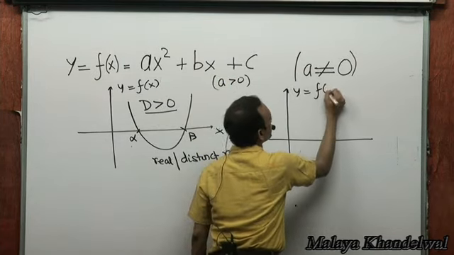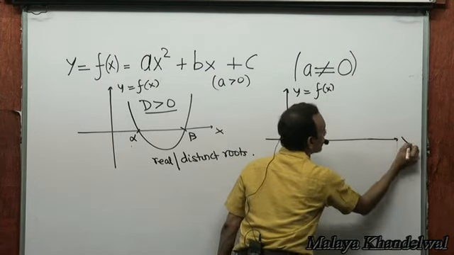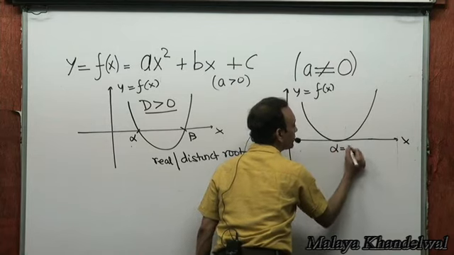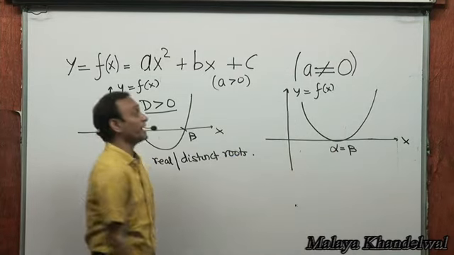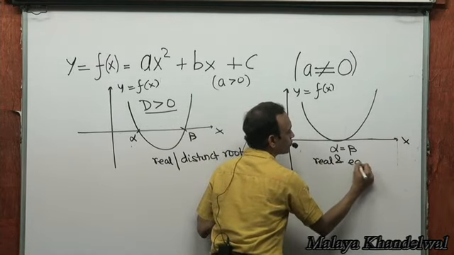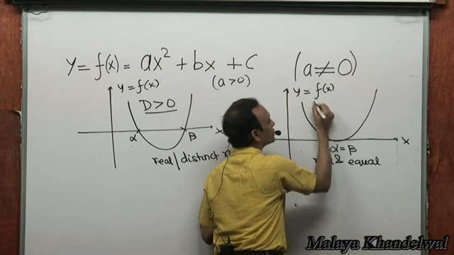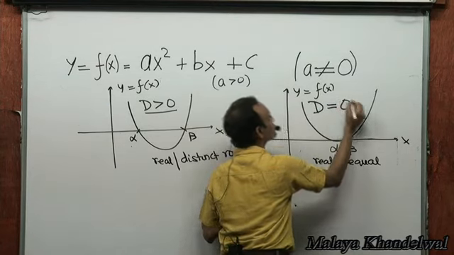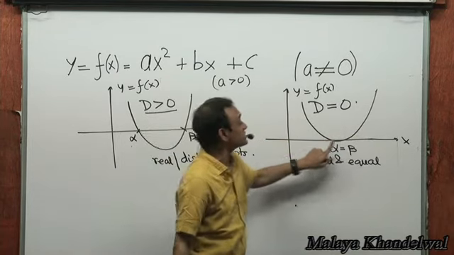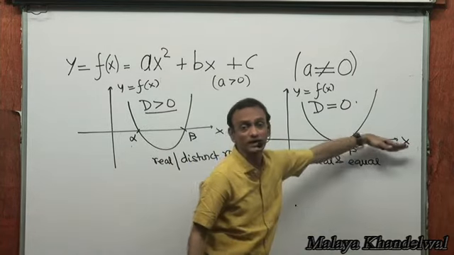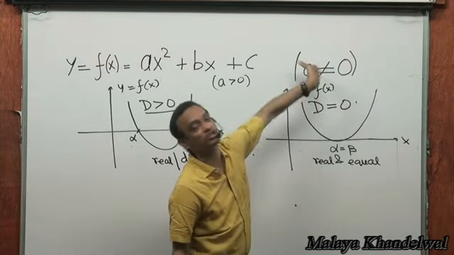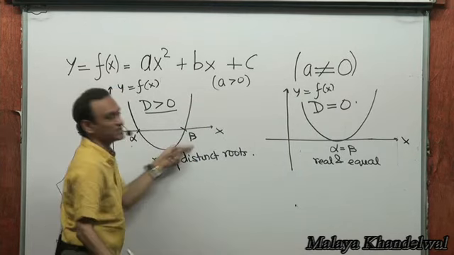Or we could have had an upward opening parabola oriented as follows. This is alpha equal to beta. Roots are real and equal. And therefore, the discriminant of this must be equal to 0. In this case, the x-axis becomes a tangent to the curve. The parabola touches the x-axis.